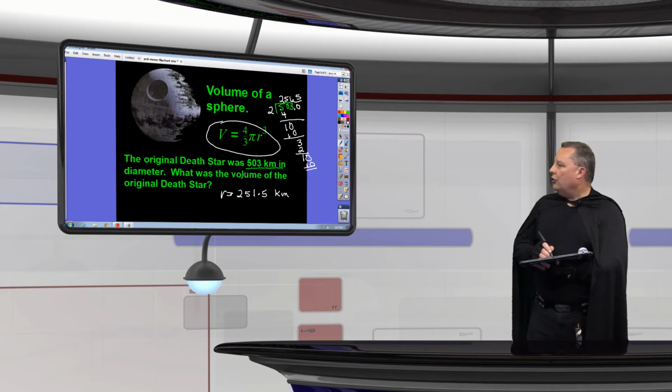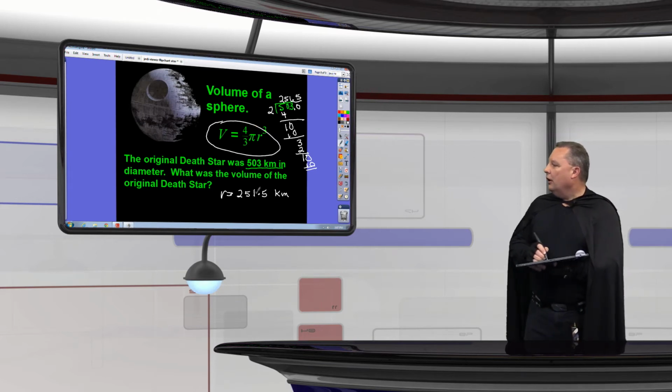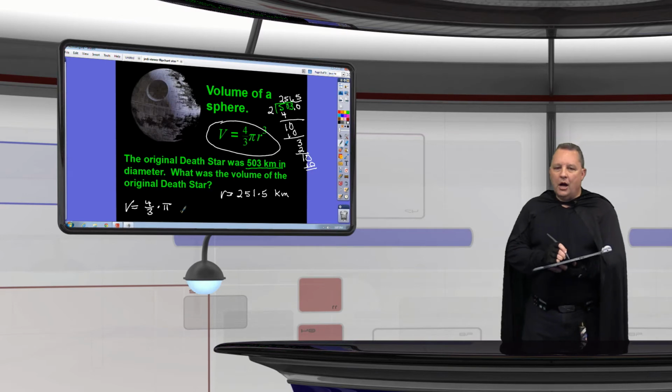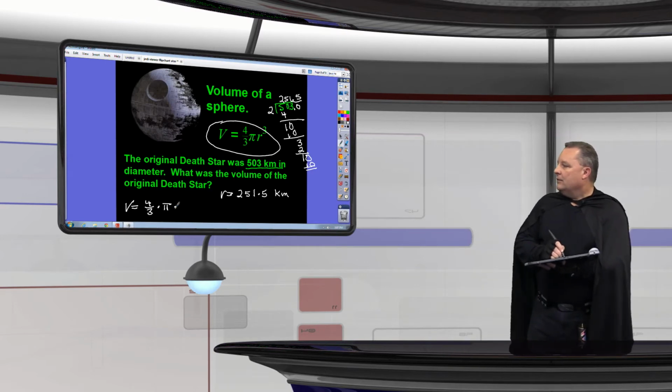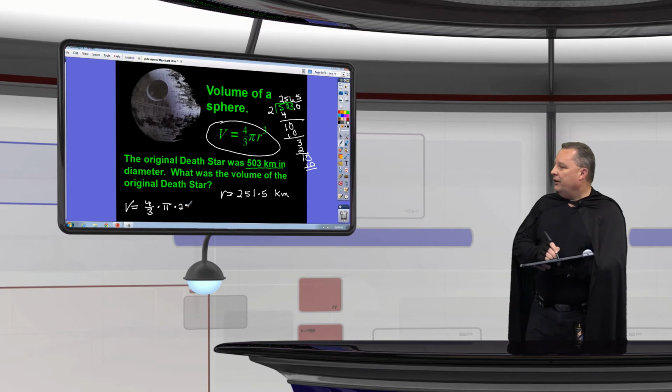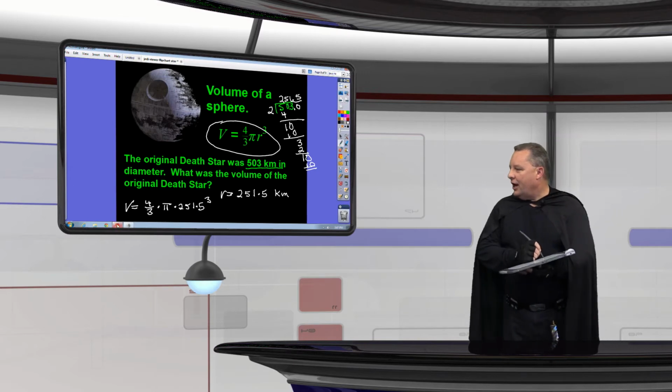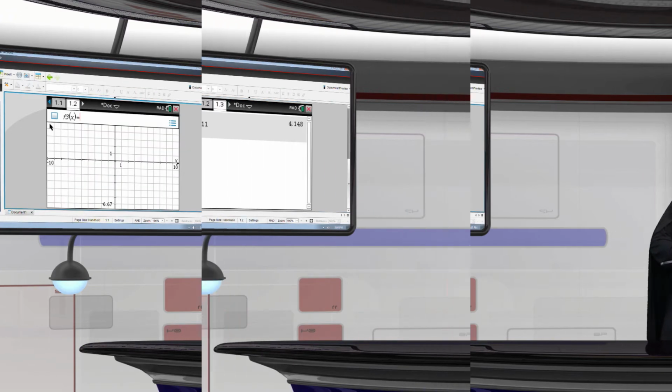Now, if we want to do the volume of this, we need to substitute it into our equation. V equals 4/3 pi r cubed, where r is going to be 251.5. So our volume is going to be 4/3 times the approximation of pi, and we'll use the approximation of 3.14, times 251.5 cubed. So I'm going to use my calculator to help me calculate that out.